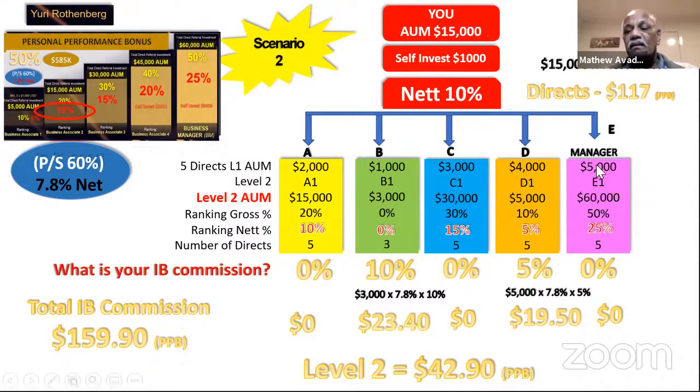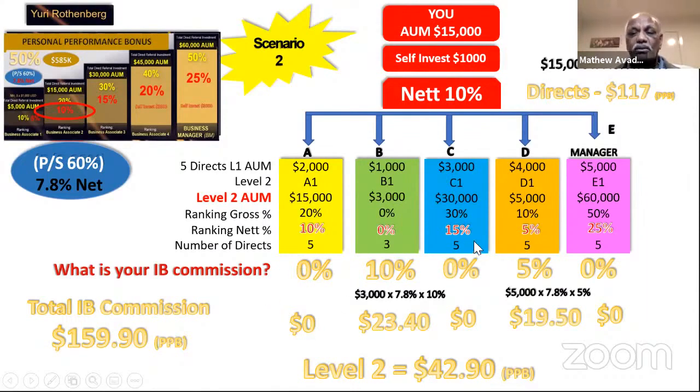Now, client E has become a manager. He's become a business manager. That means even though they have $5,000 directly under you, they have clients under them totaling $60,000. So now they're eligible for the 25% commission. So again, because their commission is higher than yours, you will get nothing.